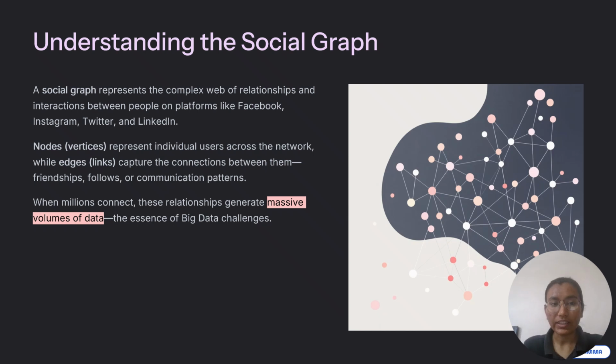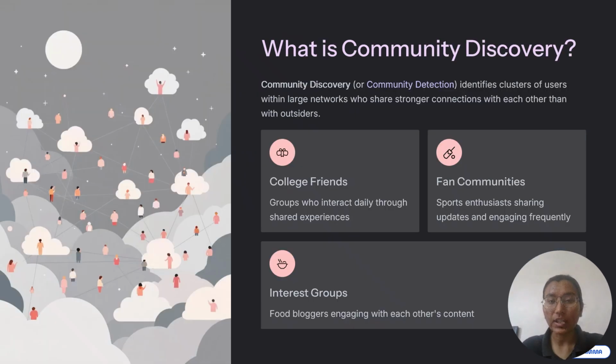So let's continue with the next topic, understanding community discovery. What do you mean by community discovery? Community discovery means finding a group of people in a large social group who are more connected to each other than to others outside the group, right? Let us understand it in simple terms. Say I have a group of 17 people, friends of 17 people.